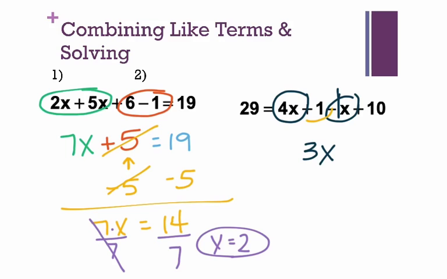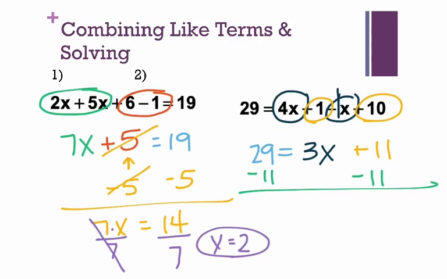Now I can add my constants. 1 and 10 is 11. And it's all still equal to 29. Okay, once again, at this point, it becomes solving a two-step equation. So the only thing that's different is that first step where we're combining those like terms. So the inverse of adding 11 is to subtract 11 from both sides from the constant.